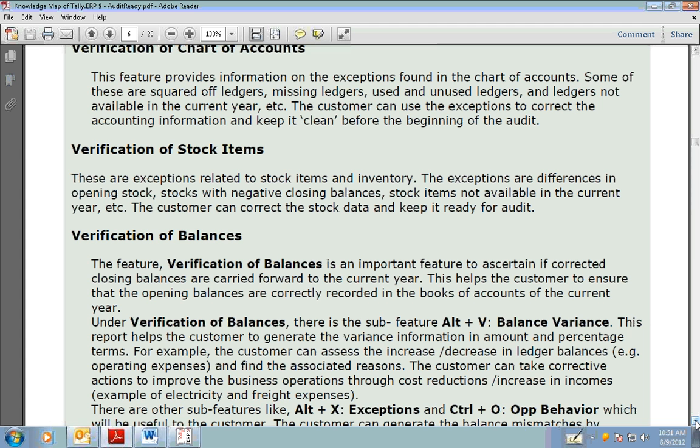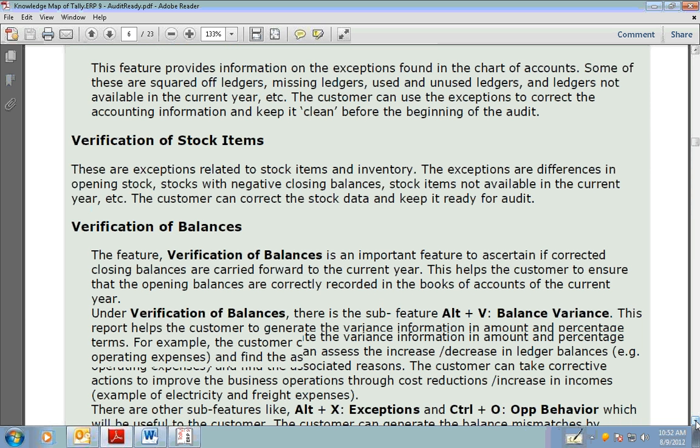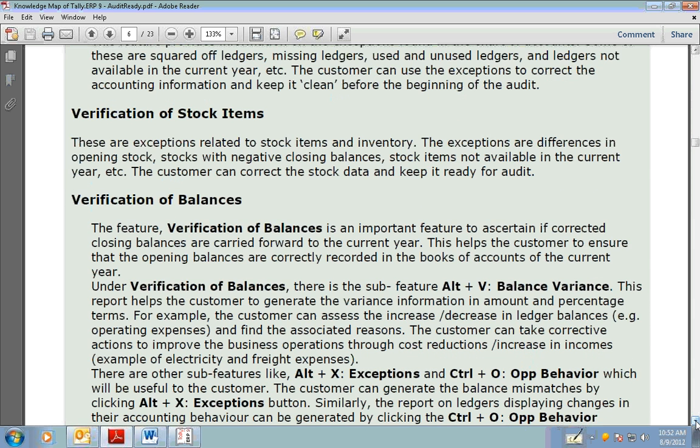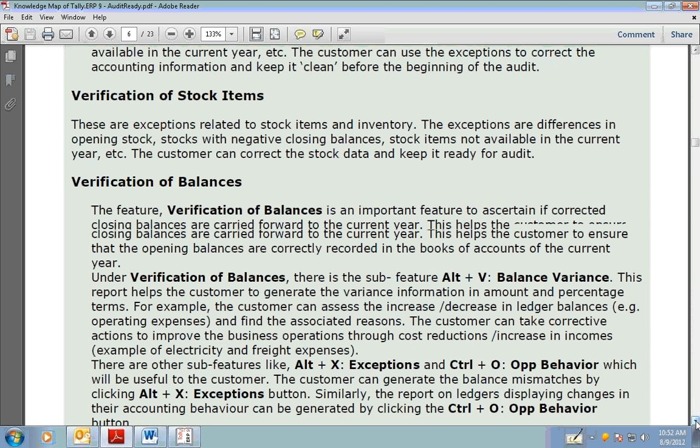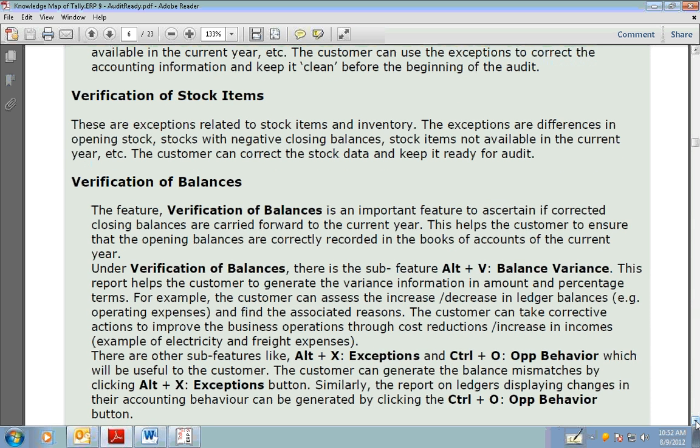The customer can take corrective actions to improve the business operations through cost reduction and increase in incomes, for example electricity and trade charges. So there are other sub-features with the buttons available, all checked. It is exceptions and control plus O, opening balance behavior, which will be useful for the customer.